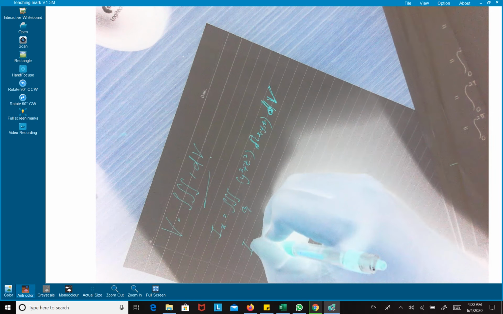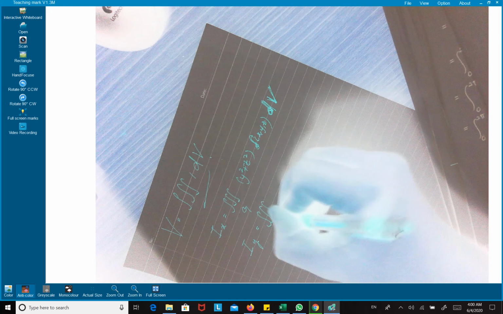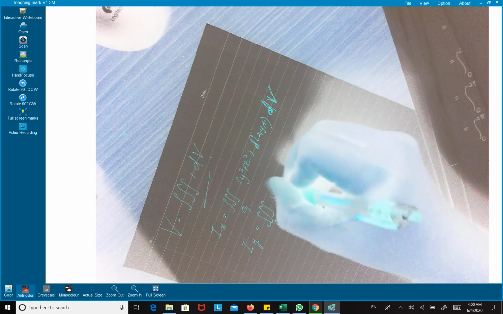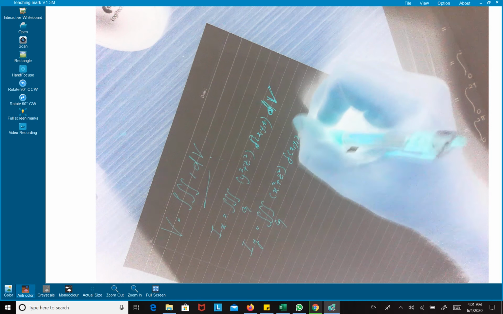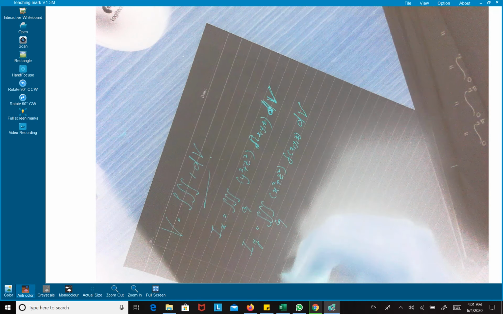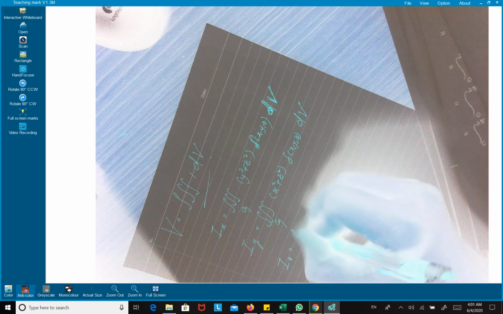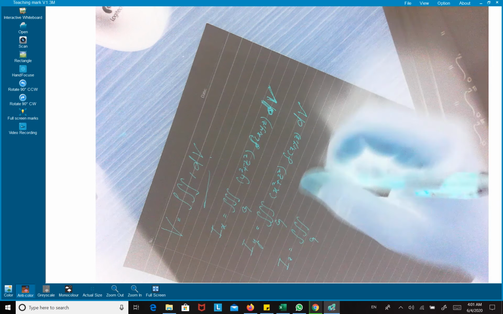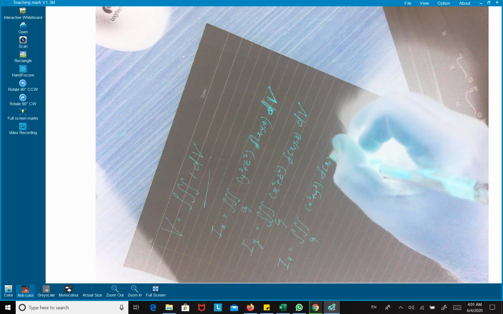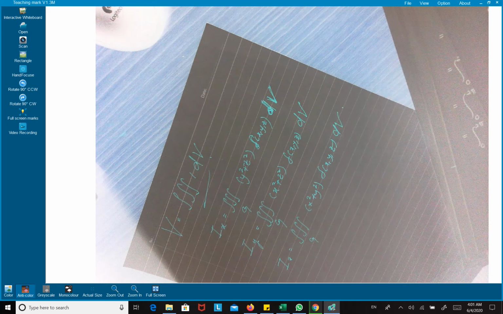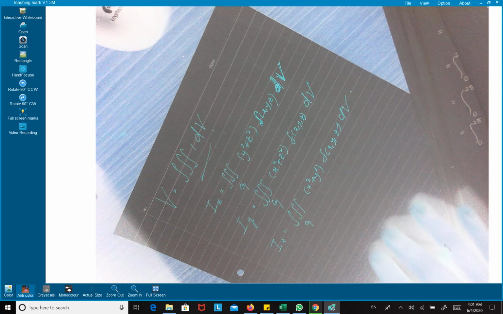Then moment inertia about y-axis will be triple integration at G x squared plus z squared times the density dV. Z will be triple integration under G x squared plus y squared times the density dV. Okay, so pretty similar with the double integral.